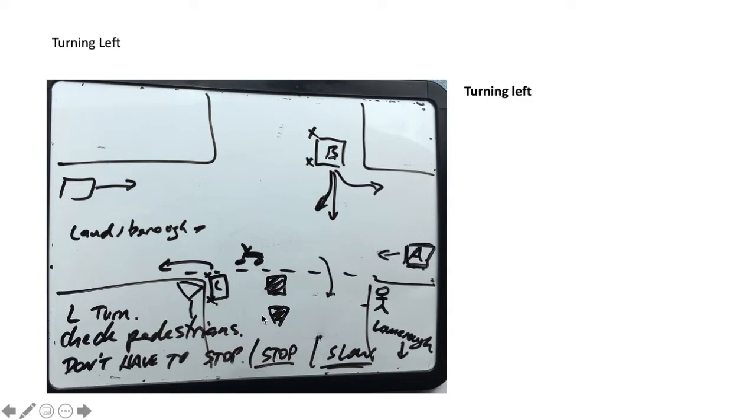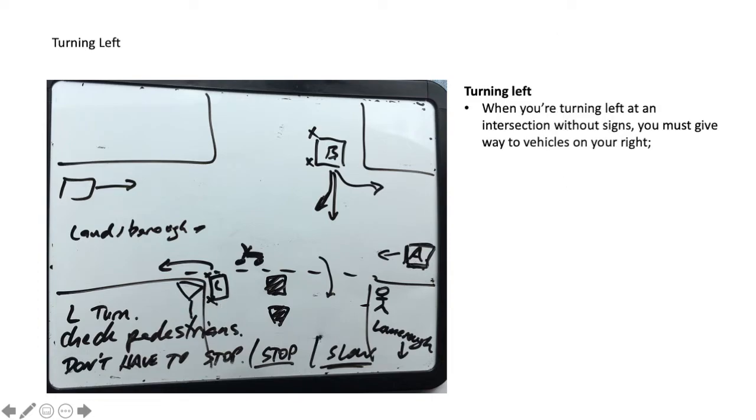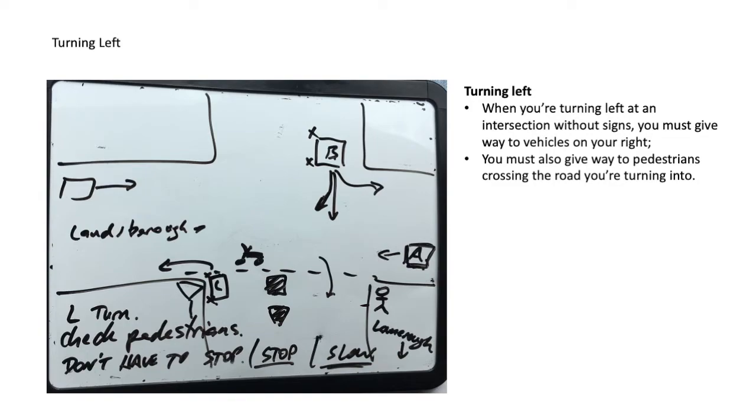So we're saying if it's safe to go, away we go, but we've got possibly a vehicle here, what's it doing, where's it going, and a vehicle here. So I would have been going through the concept of give way on the left-hand turn here. When you're turning left at an intersection without signs, you must give way to vehicles on your right. You must also give way to pedestrians crossing the road you're turning into.